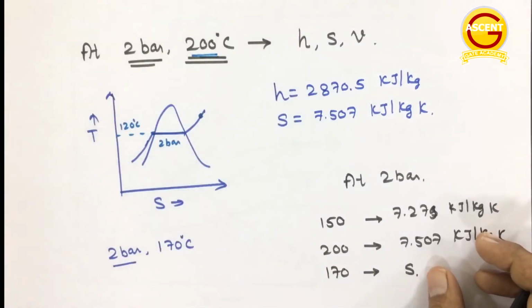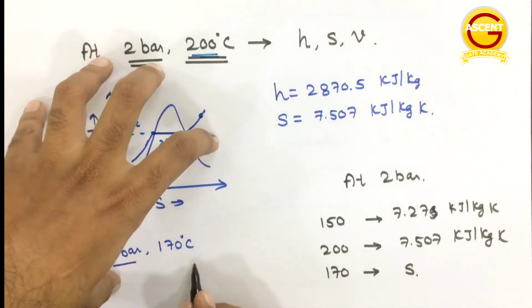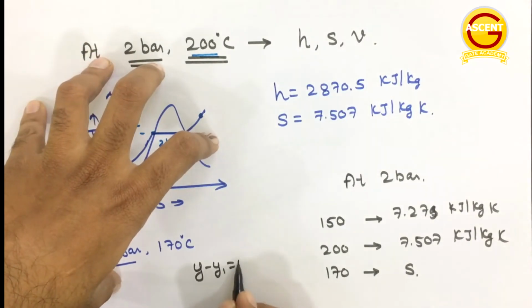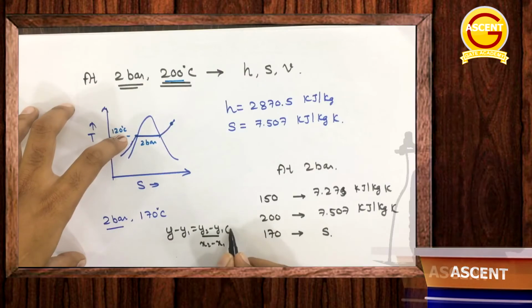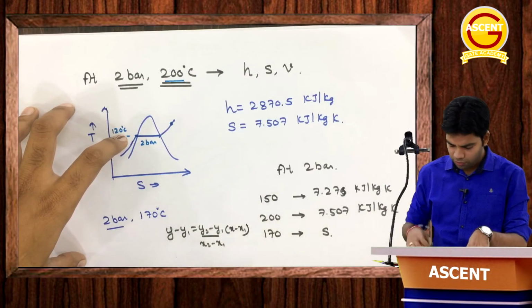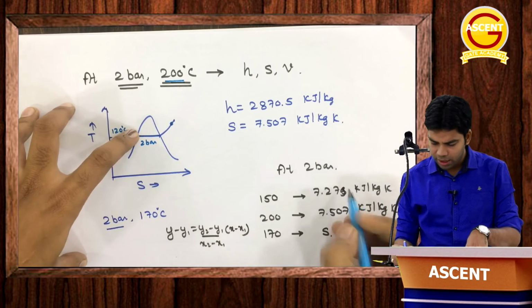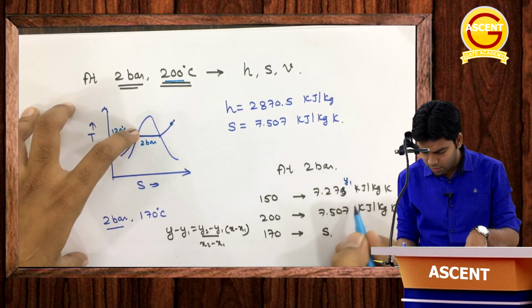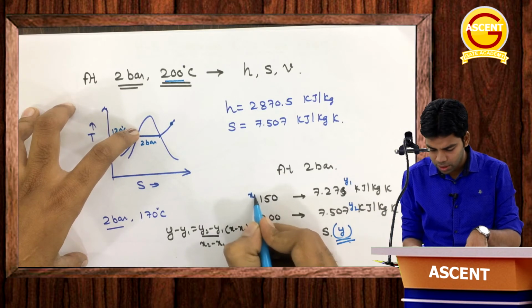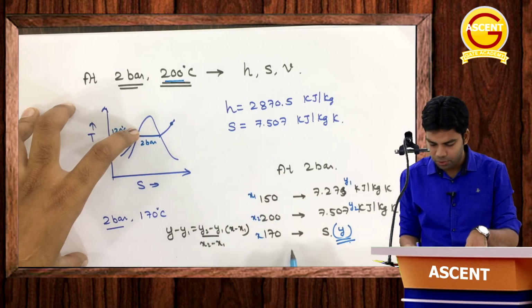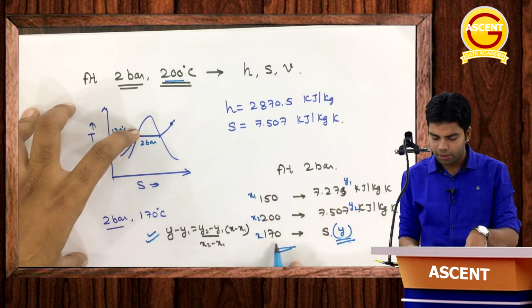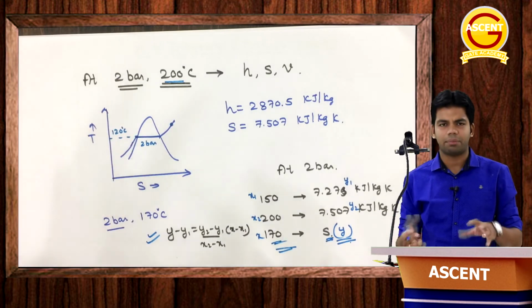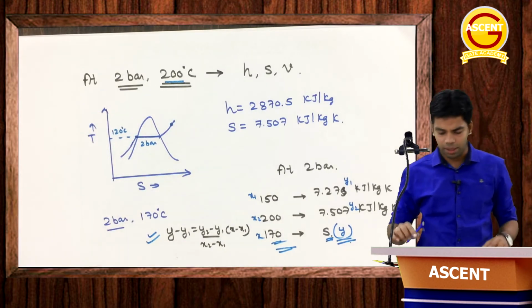The interpolation formula we all know, that is y minus y1 is equal to y2 minus y1 upon x2 minus x1 into x minus x1. So this is the formula for interpolation. Now here you can take this as y1, this is y2 and this is y which you want to determine. Here this is x1, this is x2 and this is x. So with the help of this formula, at 170 degree centigrade or at any temperature in between two temperatures, you can determine very easily.